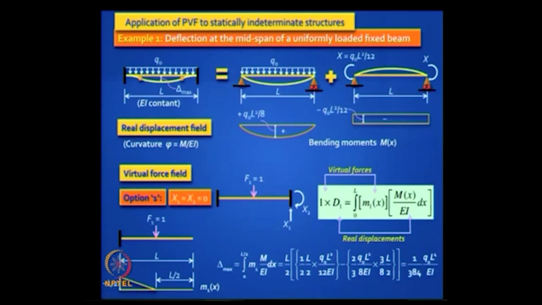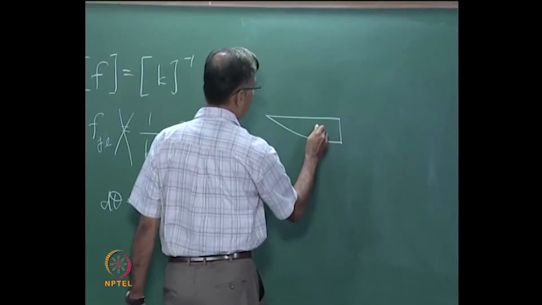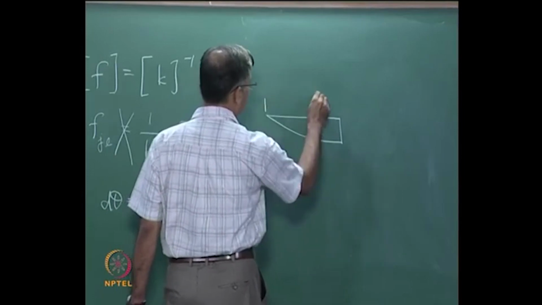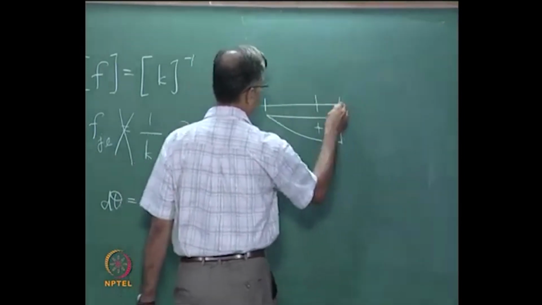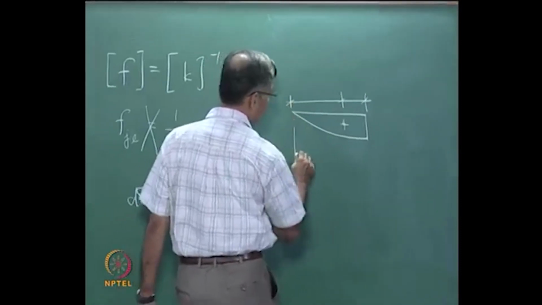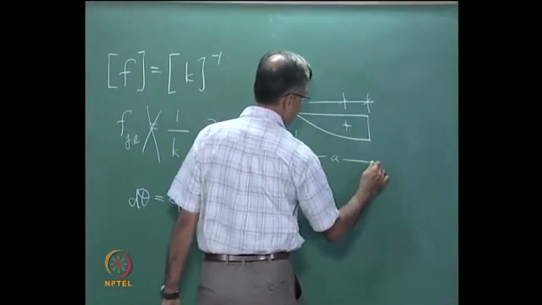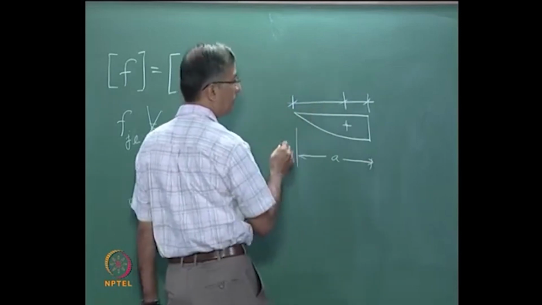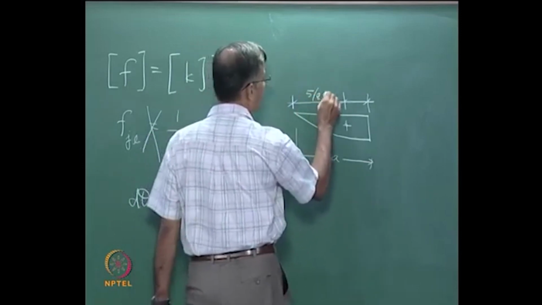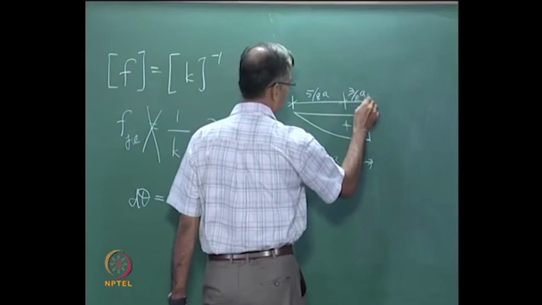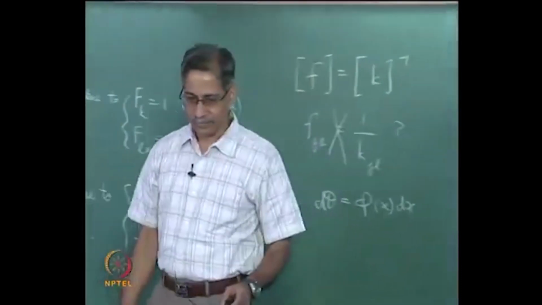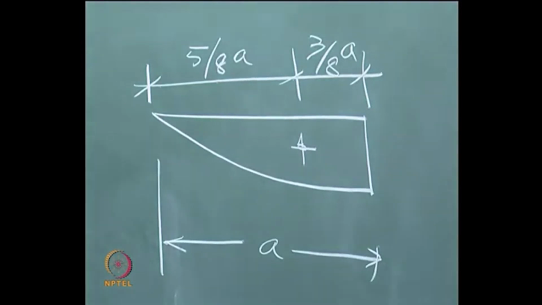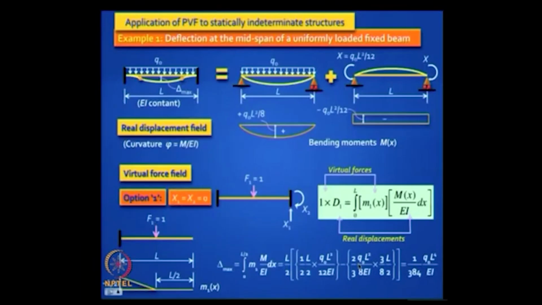So you know that if I have a parabola like this, the centroid will be located in such a way that these distances are, if this length is L, or let us say A, how much will this be? Yeah, it is 5 by 8 A and this is 3 by 8 A, right. So that is how you get the ordinate in this triangle as 3 by 8 of L by 2, agreed? 3 by 8 of L by 2.